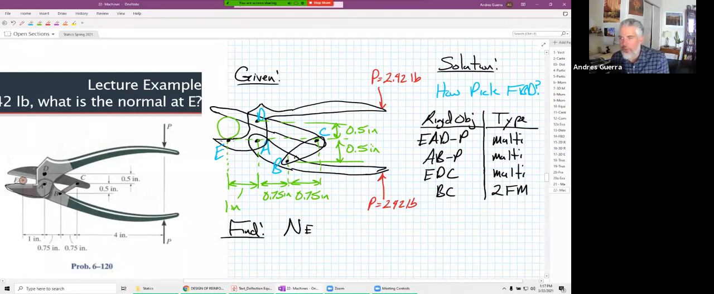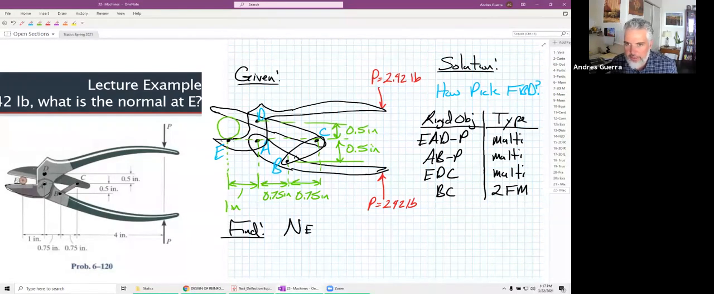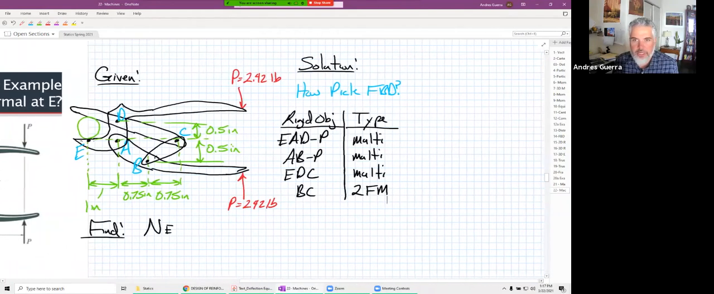So this is doing a couple of things for us. It is providing a list of options for FBDs, and it's also helping us so that when we draw the FBDs, we know that if it's a 2-force member, that's a known line of action. So at B, I shouldn't do a BX and a BY. I should do an F from B to C. And so we get 2 things from identifying all those rigid objects.